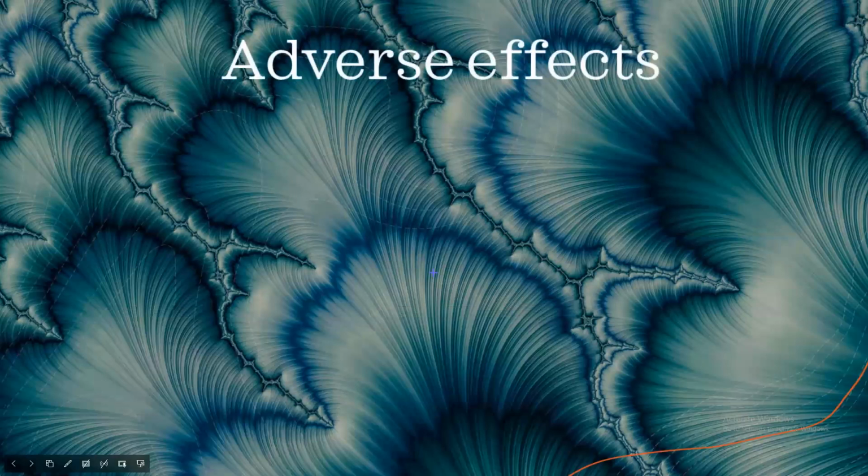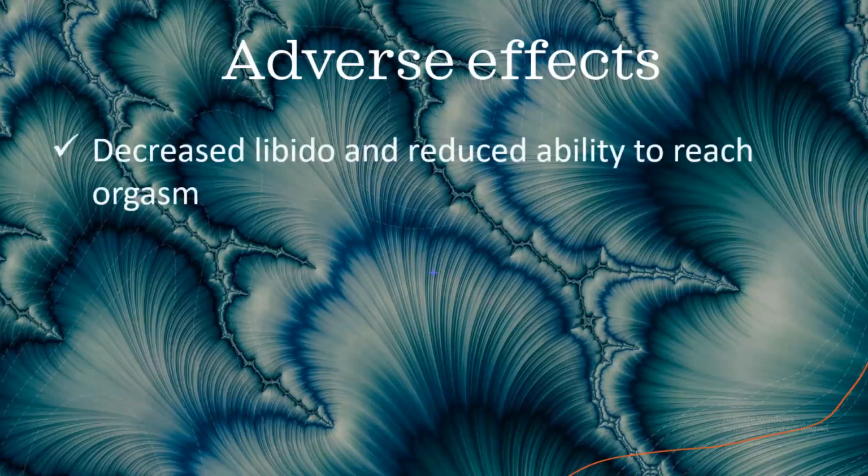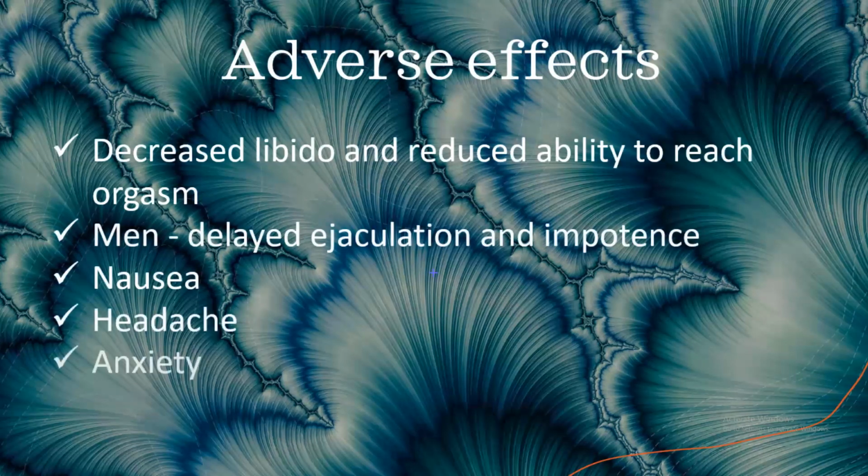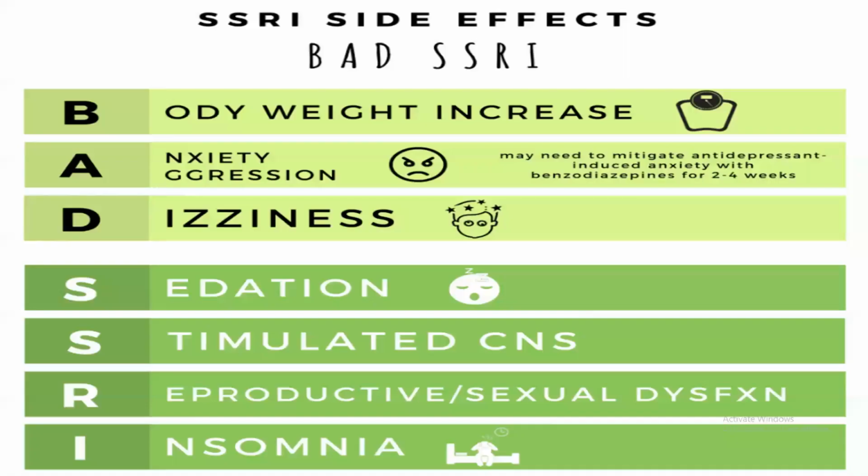SSRIs also have their adverse effects, like the TCAs. They decrease the libido and reduce the ability to reach orgasm. In men, they cause delayed ejaculation and impotence also. Nausea is for everyone, headache is for everyone, and anxiety and insomnia are for everybody.